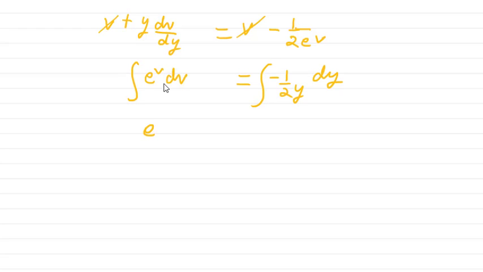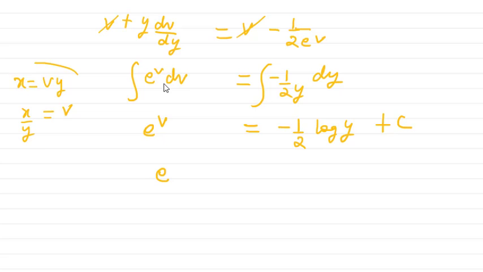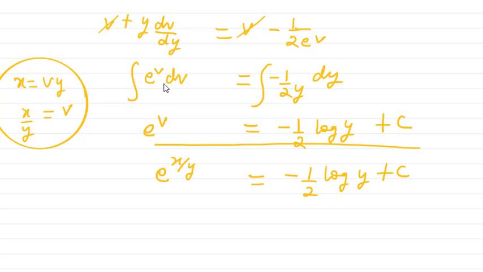So you get e^v = −(1/2) log y + c, and now we can put the value of v back. As we took x = vy, you can write v as x/y. So this thing we can replace here, writing v as x/y. So here we'll get this one, and this will be the solution for our homogeneous equation. So this is the answer for this question.